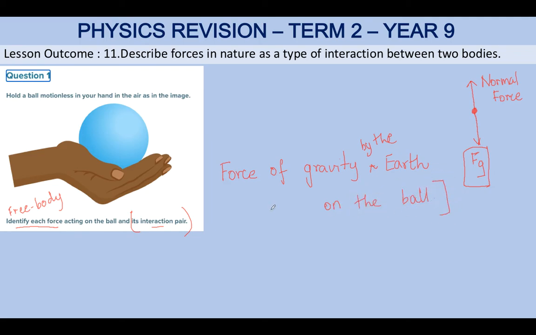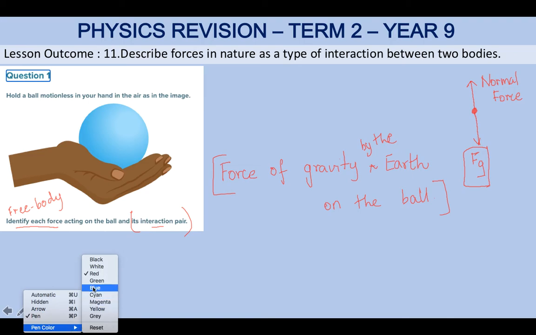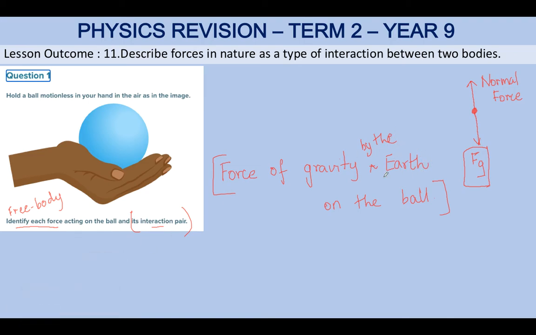So this description will be the same for any object. Now, what is the counter force, the interaction pair? This is the hint I want to give you: just swap the terms. The counter pair will be the same type of force. It will also be force of gravity, but by the ball on the earth. Just swap it. That will be the interaction pair for force of gravity. I hope that's clear.